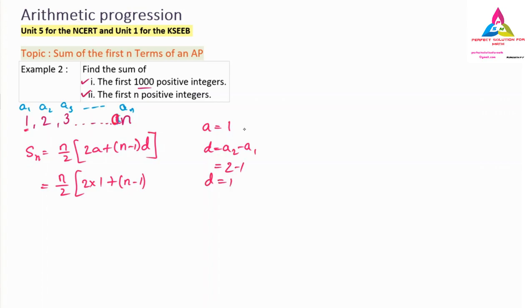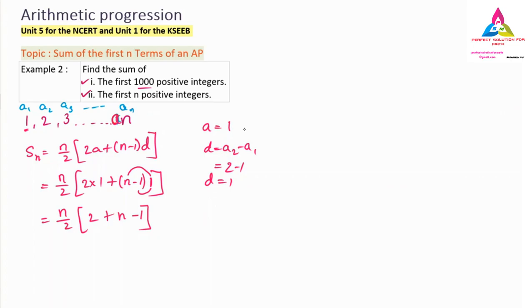And the positive integers they have given, so the d value is obviously how much? 1 only. All positive integers we have taken, not any even or odd numbers, so d will be 1 only. So next, what is the continuation part? n by 2, 2 ones are 2, plus now we have to multiply this 1 with the n, 1 with the minus 1. So 1 into n is n, 1 into minus 1 is minus 1.